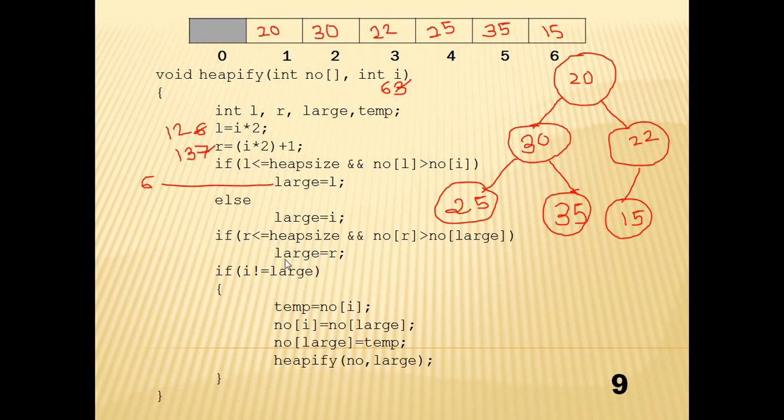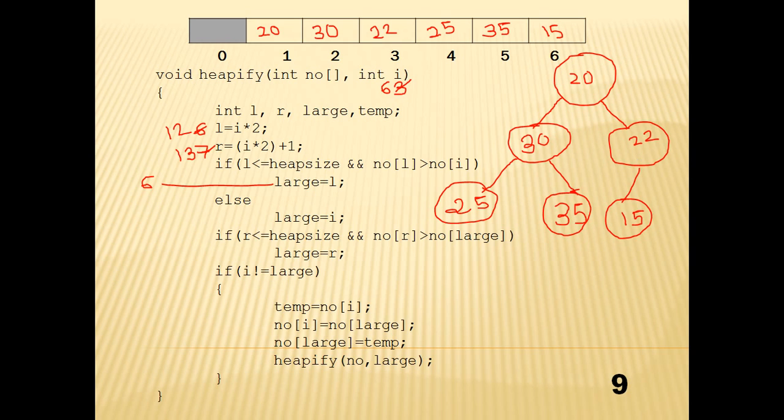We are checking the right hand side. If the left hand side is false, then the right hand side must be false because r is greater than l. If l is 12, then r must be 13. If l is 10, r must be 11. So large and i will be the same and this condition will be false, because from this position the subtree has already become a max heap and it has no subtree.